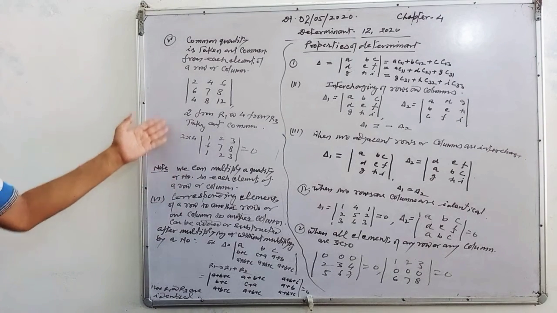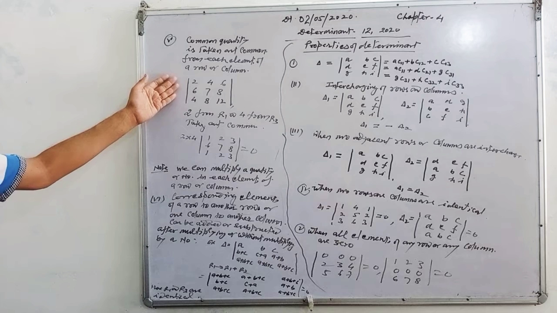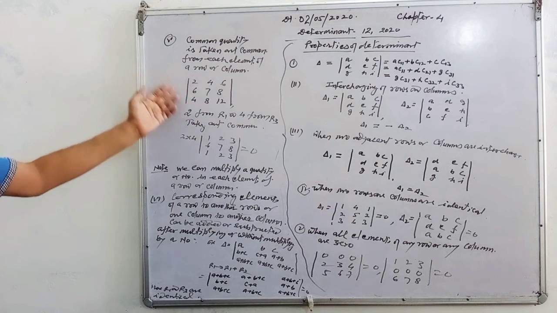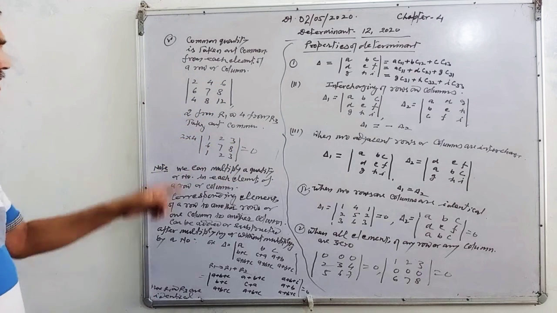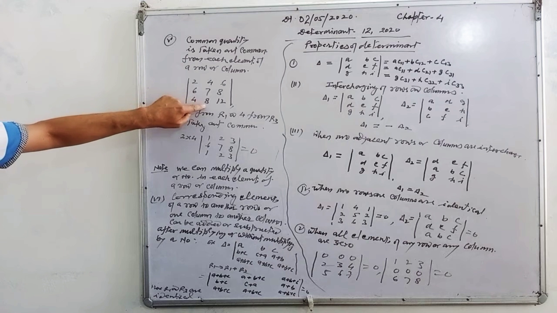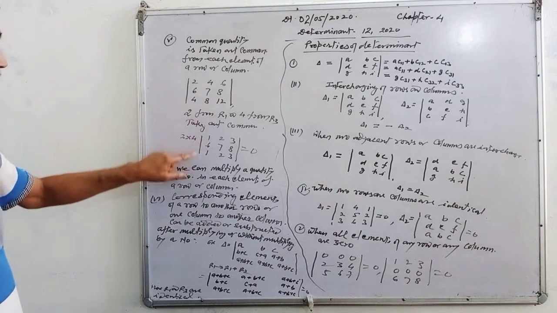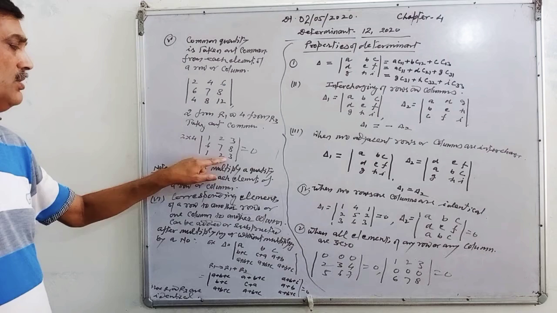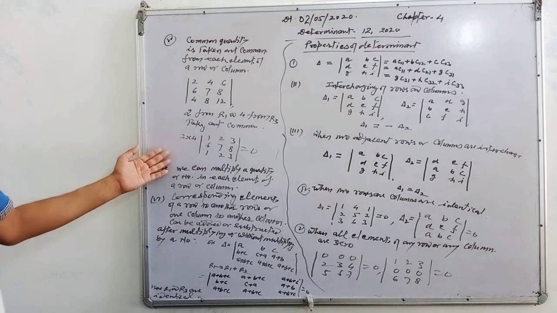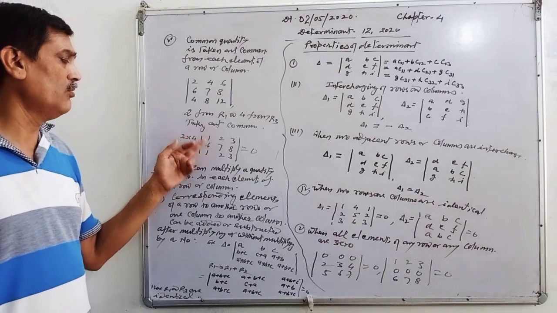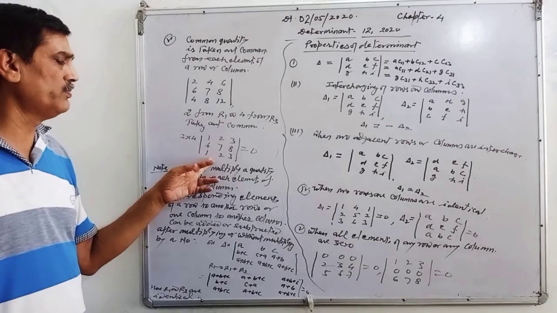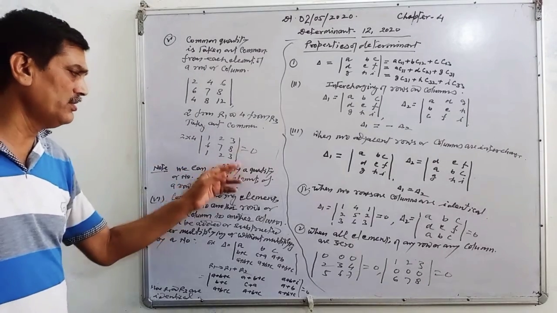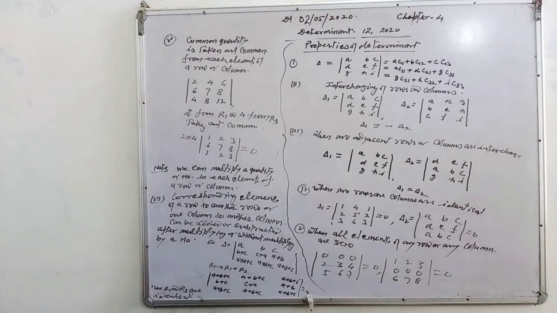In this example, this is your determinant. When you take 2 common from R1, you get 1, 2, 3. Also, you can take 4 common from R3, and from each element you get 2, 1, 2, 3. So after taking common factors, the rows R1 and R3 become identical. So directly you can write the result zero without solving.